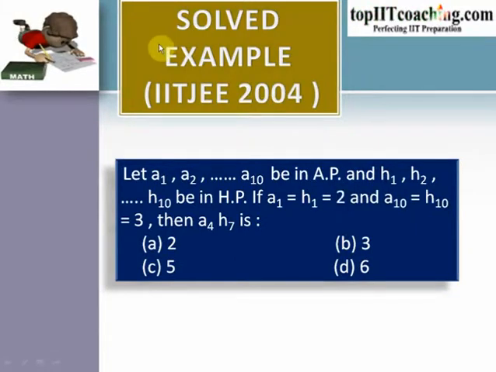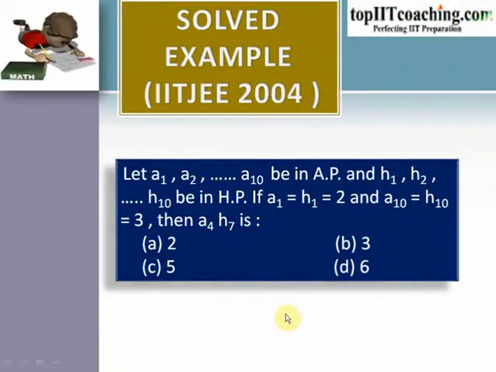Let's try to solve an IIT problem based on the concept of harmonic progression. This problem appeared in IIT JEE 2004 and it says that let A1, A2 and so on up to A10 be in AP and H1, H2 and so on up to H10 be in HP, which is the harmonic progression. If A1 is equal to H1 equal to 2 and A10 is equal to H10 equal to 3, then the value of A4 into H7 is: option A is 2, option B is 3, option C is 5 and option D is 6.